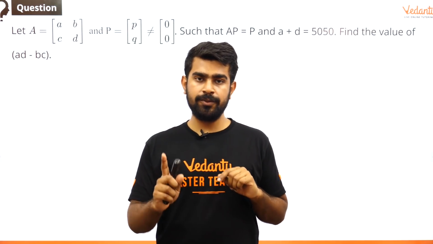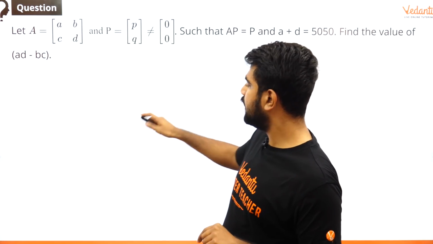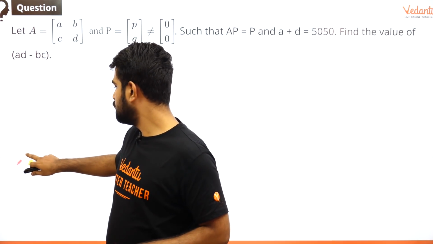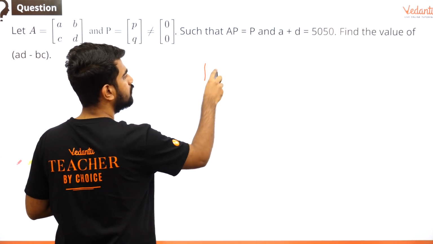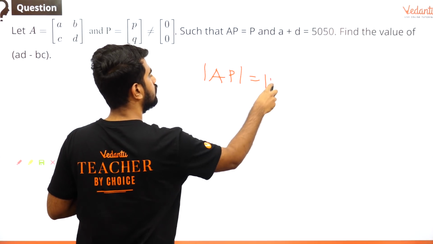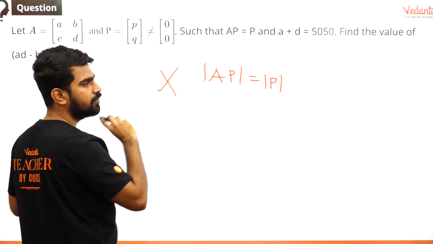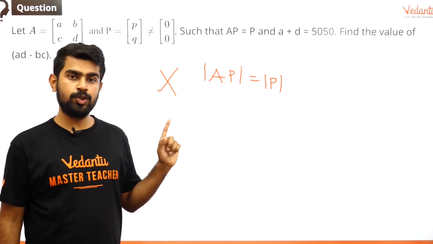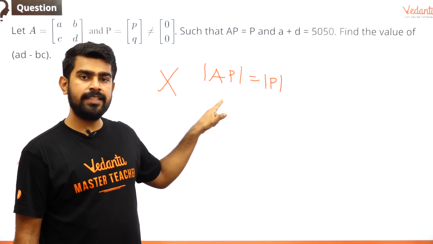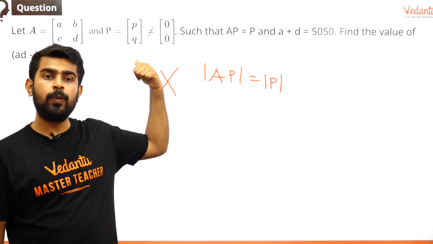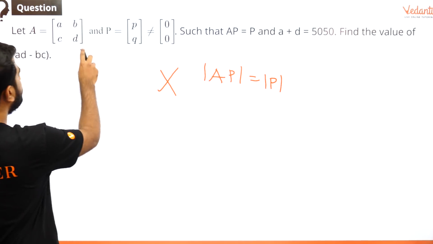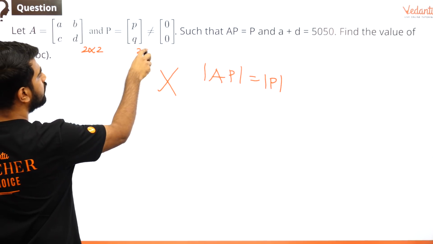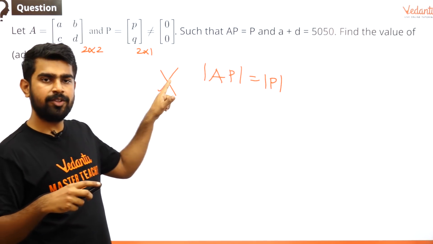So guys, the first thing which I want to warn all of you is please don't do this. One second, let me explain what I am trying to say. You cannot do this. This is absolutely wrong. Please don't try to do that because this can be done only when they are of the same order. Are they of the same order over here? Not at all, guys. Look at this. This is going to be a 2 cross 2 matrix and this is going to be 2 cross 1. So since the order is not the same, you cannot apply this.